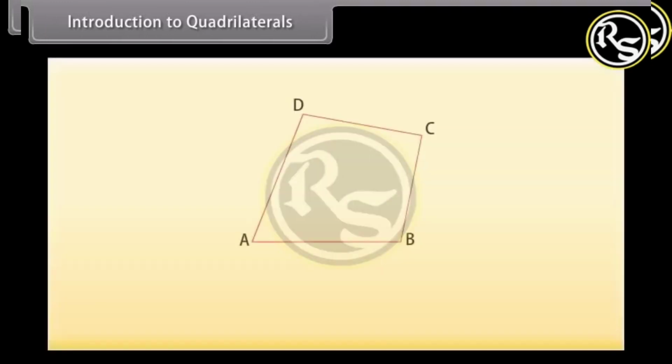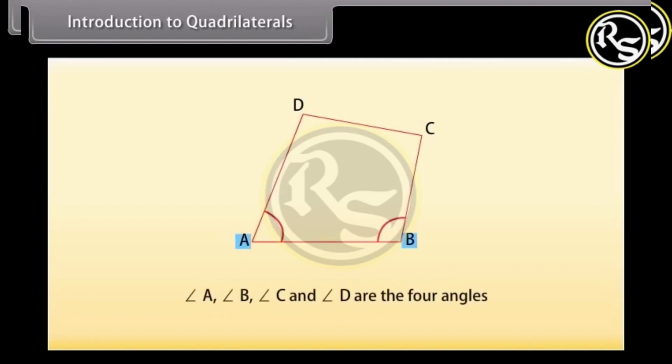Introduction to quadrilaterals. Look at the figure ABCD. This is a quadrilateral. A quadrilateral has 4 sides, 4 angles, and 4 vertices. Here AB, BC, CD and DA are the 4 sides. Angle A, angle B, angle C and angle D are the 4 angles. And A, B, C and D are the 4 vertices.